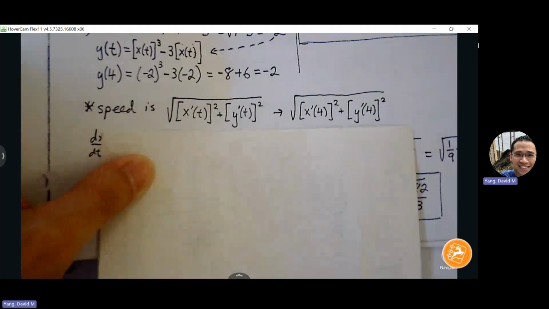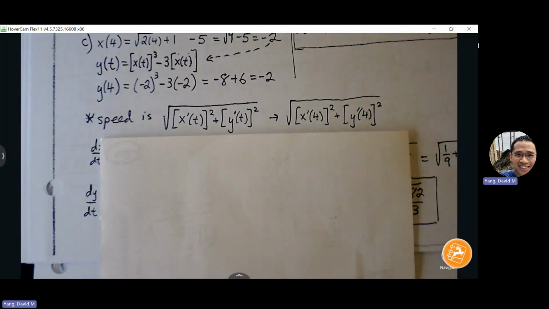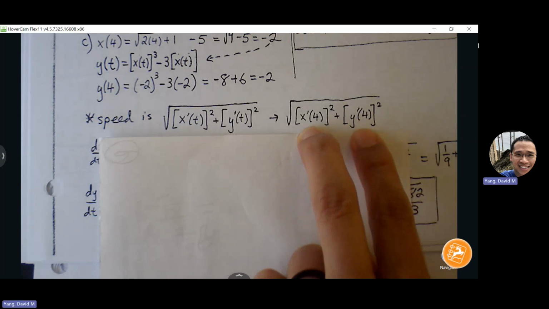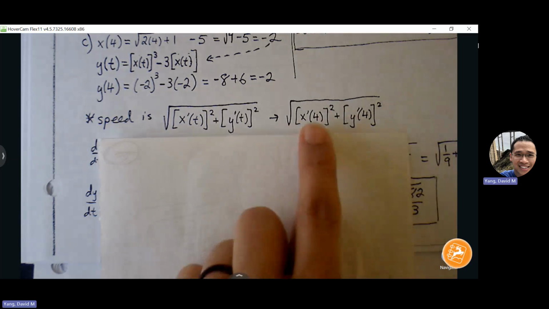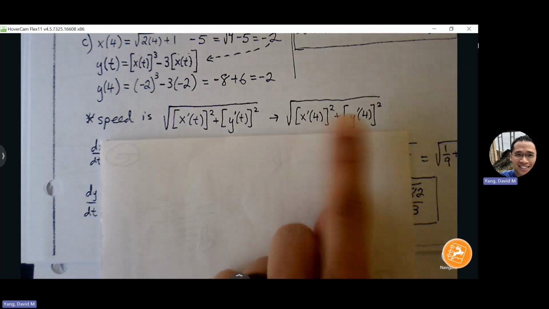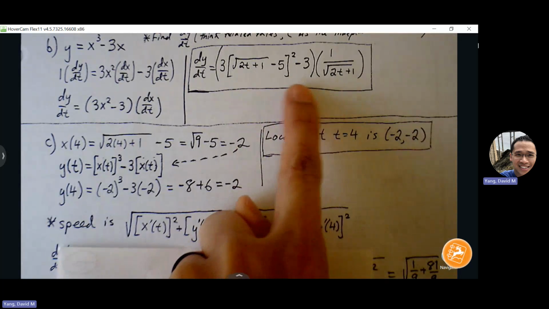All right, a bit of a reminder here. Speed has a certain formula. Speed is the square root of x prime of t squared plus y prime of t squared. So we want to find the speed at t equals 4. So replace the t with 4. I'm sorry, we don't have x prime of 4, but we can find it easily, right? We have dx/dt, so we can find x prime of 4 using dx/dt. And then we build y prime from part B, so we can just plug in 4 and find that.